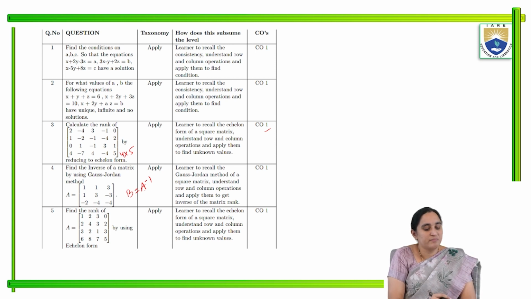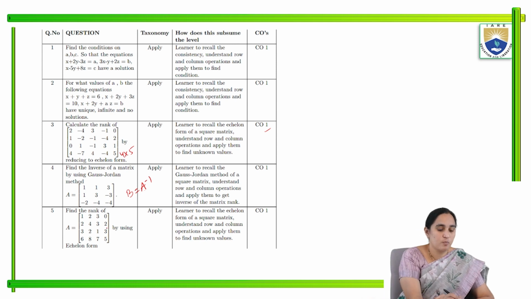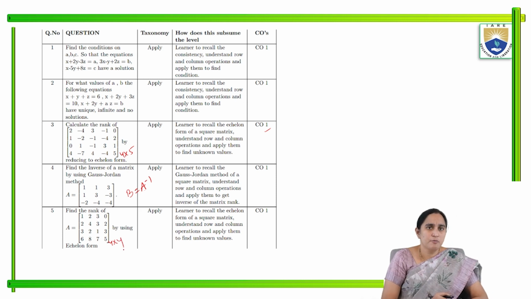Next question. Find the rank of A = [1, 2, 3, 0; 2, 4, 3, 2; 3, 2, 1, 3; 6, 8, 7, 5] by using echelon form. Same as what we discussed in the third question, the same concept applies here. Is this a square matrix or a rectangular matrix? It has 4 rows and 4 columns, so this is a 4 by 4 square matrix.